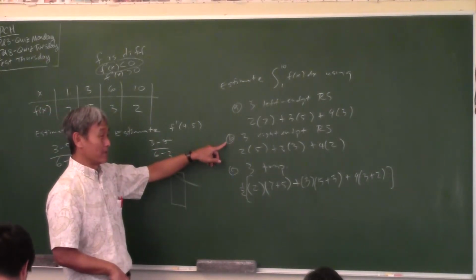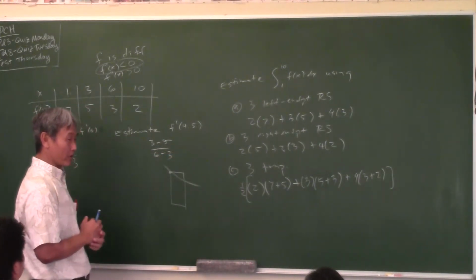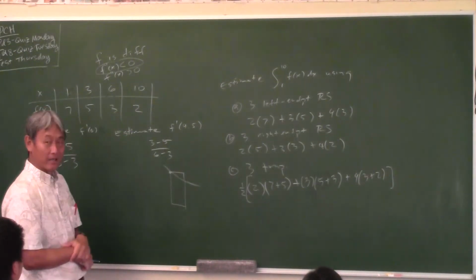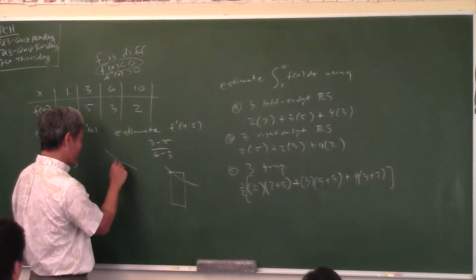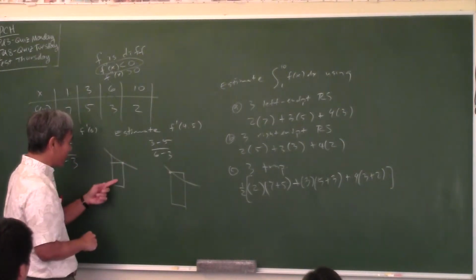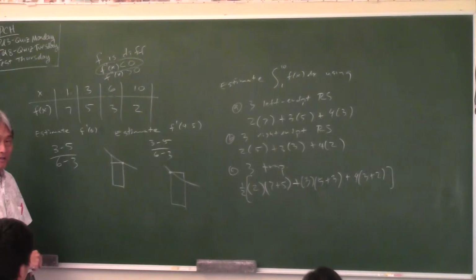Okay, what about part B? Is it an under or an overestimate and why? It's an underestimate because f(x) is decreasing. Very good. You guys got that? The function is decreasing. Just draw a picture like this. If I use the right endpoint, that rectangle is smaller than the actual area.